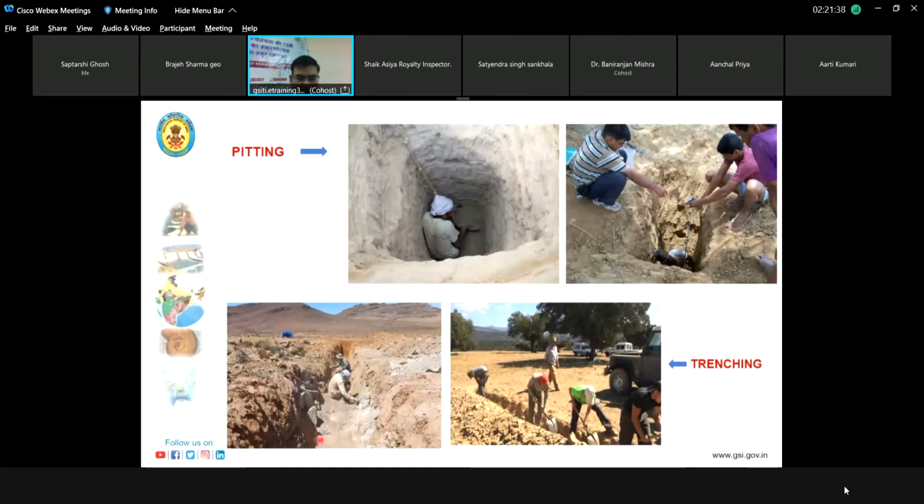But here you can see the rocks are exposed. So we are putting a trench along the strike of the mineralized zone, to ascertain on the surface the width of the mineralized body. That's why we are putting the trench. Here also the same trench is being done by the laborers.